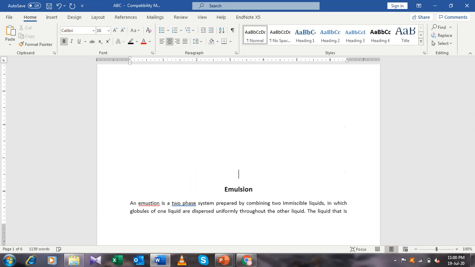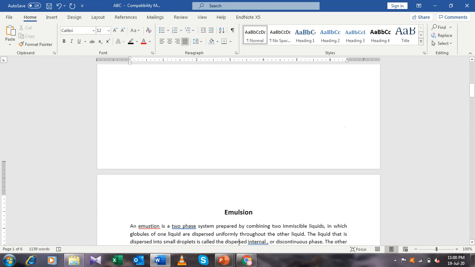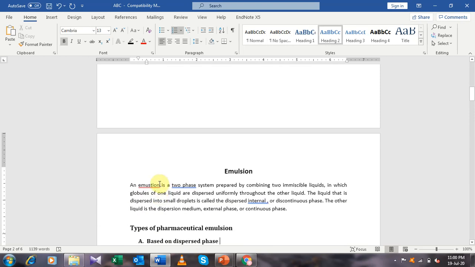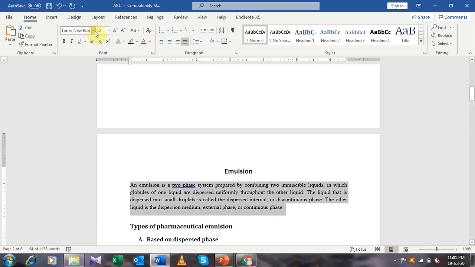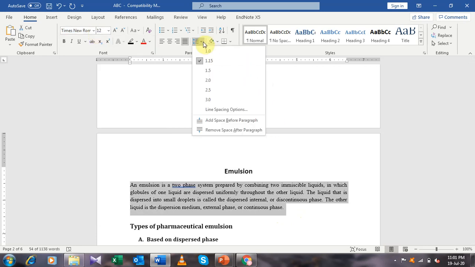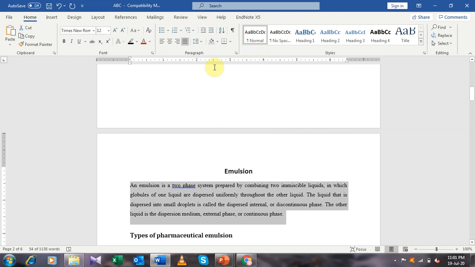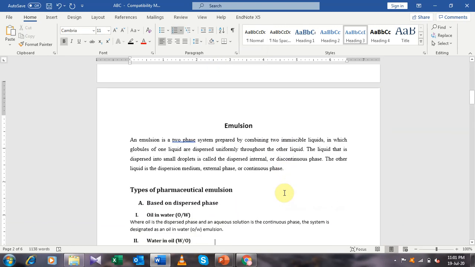It should be on the second page after the title page, and there is an error in the spelling of emulsion. Basically, these spelling mistakes should also be removed. You can see, I am going to select this topic, and after selection I will select the suitable font, which is Times New Roman, and then I will check the line spacing. The line spacing is almost done 1.2 or 2, but it is 1.15.